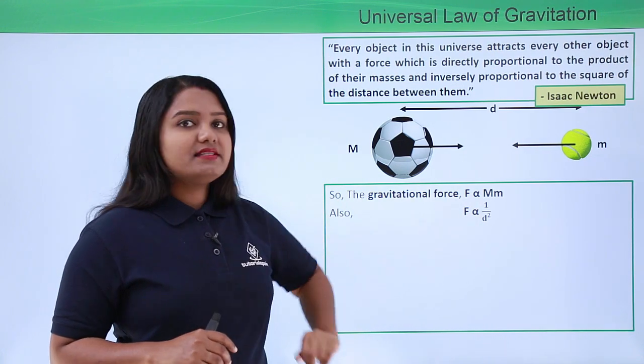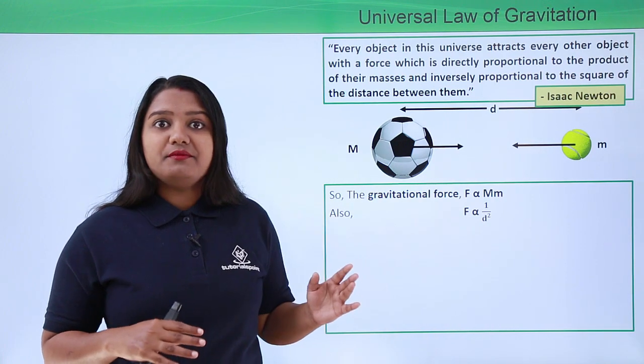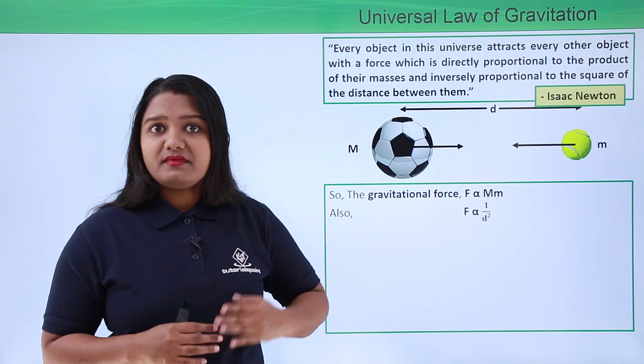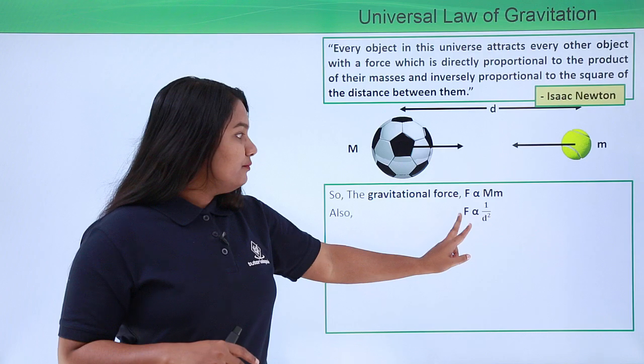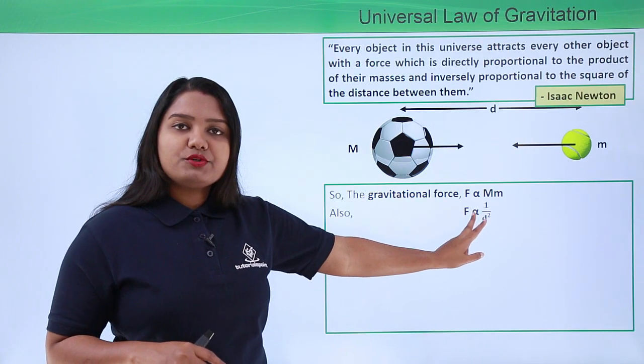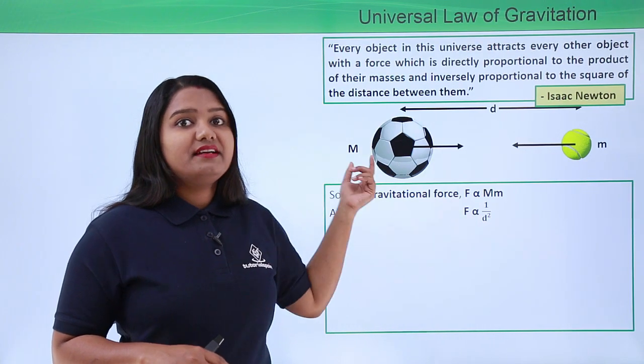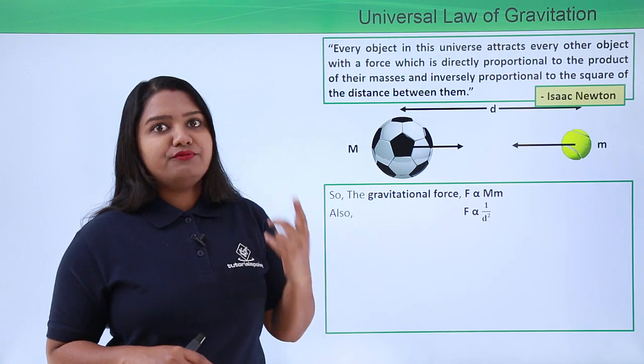Now if d increases by a factor of 2, then d squared will increase by a factor of 4. That's why the force here, which is inversely proportional to d squared, will be decreased by a factor of 4.